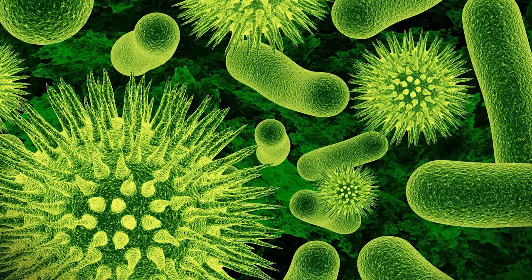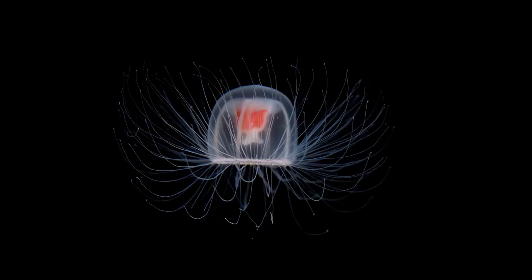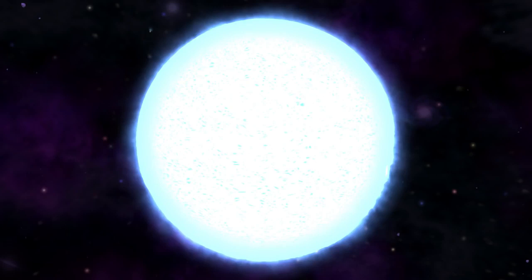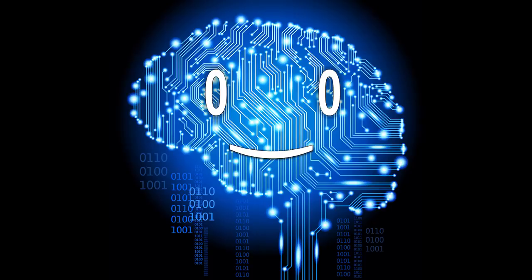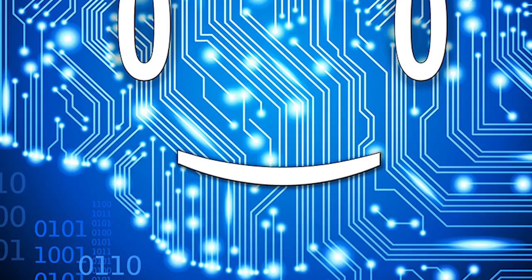Stuff dies, even viruses, which aren't even technically alive in the first place. Even immortal organisms die, and so do the enormous stars at some point. But what about really small stuff, like really small stuff?